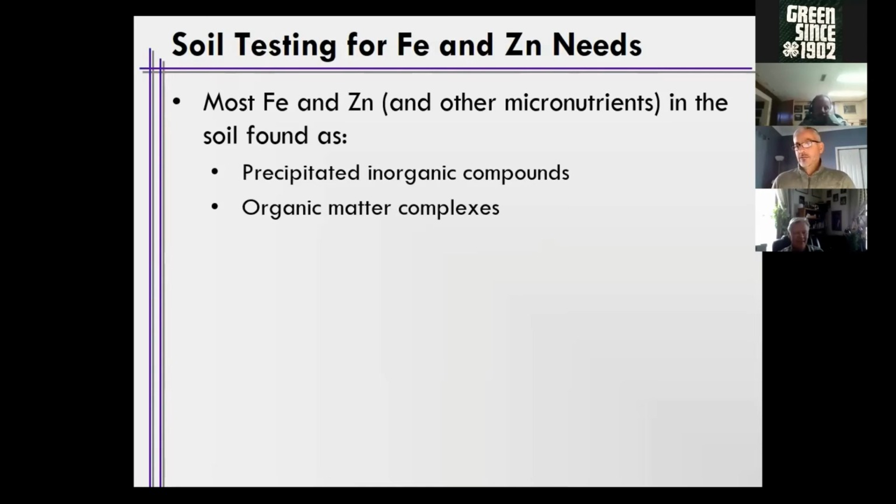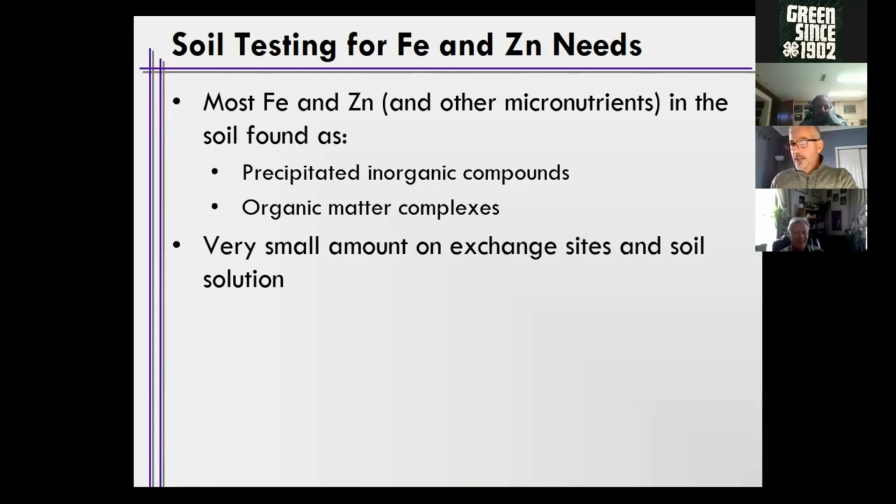I would say probably greater than 99% of the zinc and iron found in our soils are found in these two phases. It might even be greater than 99.5%. There's a very small amount on the exchange sites, and the amount that's in the soil solution is really, really small. I mean, it's probably, I can't take a guess, but it's probably less than 0.1 ppm.